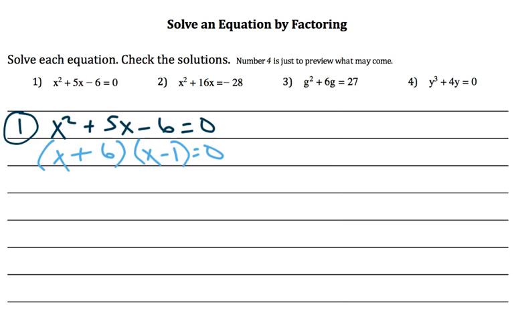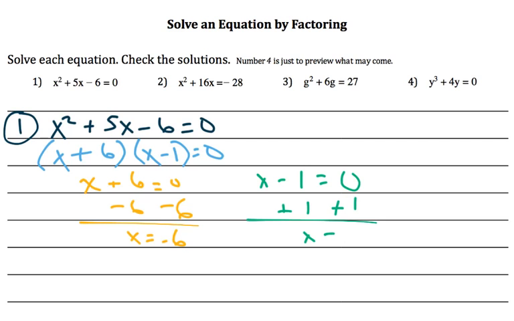With these nicely factored, I can set up my two equations where I'd say x plus 6 is 0, and then my other one would be x minus 1 is 0. And sometimes I like to write those both out so that I have them figured and don't leave a portion out. So subtracting 6 from both sides, x will be -6, and then adding 1 to both sides on the other equation, x is 1.